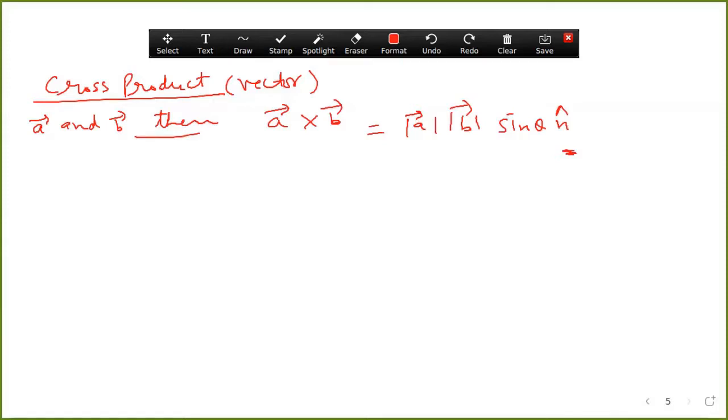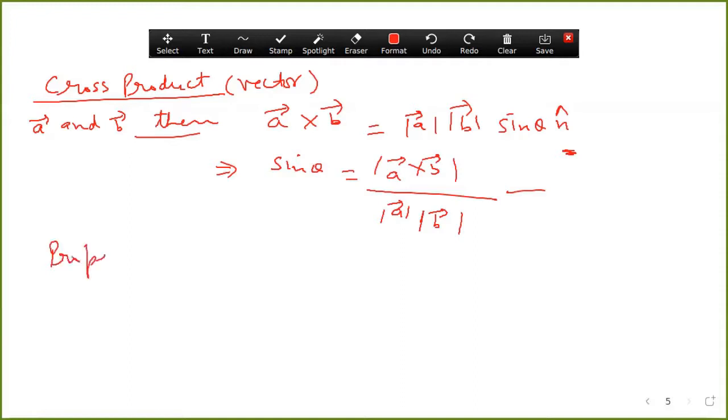Now, if you want sine theta from here, you will get it as the magnitude of A cross B divided by magnitude of A vector and magnitude of B vector. You can calculate the sine theta. Now the properties for cross product. First property is A cross B is not equal to B cross A; that is equal to minus of B cross A. This is very important.